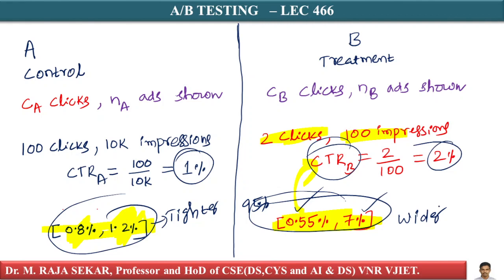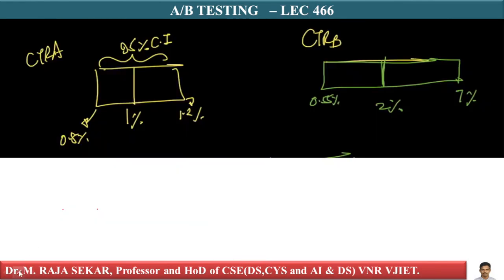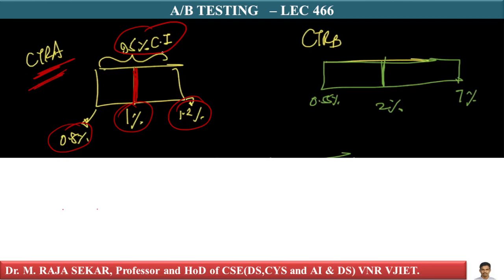If I draw the confidence intervals as boxes, let's take CTR of A. The center is 1%, the point estimate. This is the 95% confidence interval: 0.8% to 1.2%. That is the 95% confidence interval for CTR of A. For CTR of B, the 95% confidence interval has a lower limit of 0.55%, an upper limit of 7%, and a point estimate of 2%.